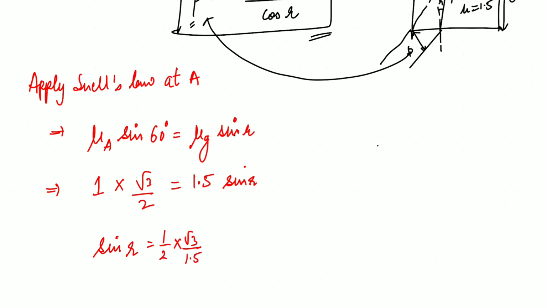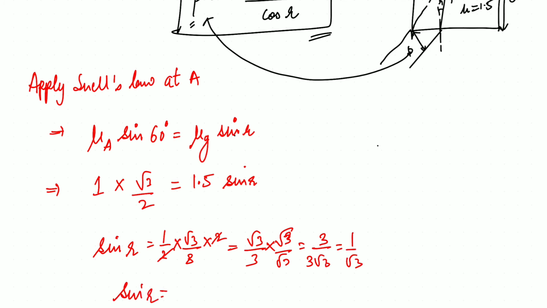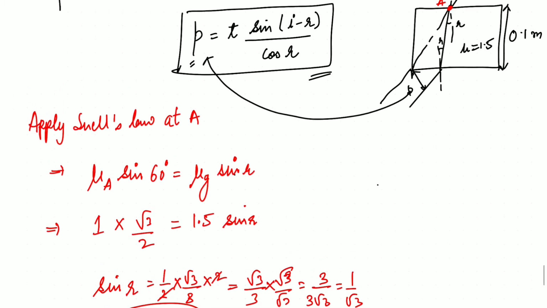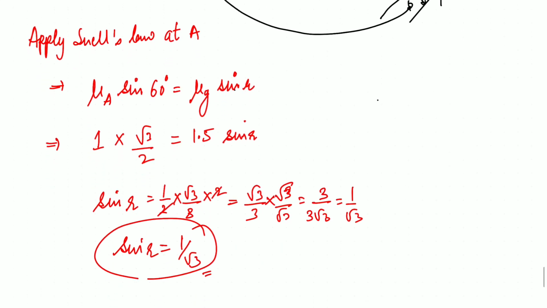Instead of 1.5, I'll write 3/2. The 2 and 2 will cancel out, so you have √3/3, which is 1/√3. So your sine R is basically equal to 1/√3. This is something I already know here. So I basically know the value of R also. R is equal to sine inverse of 1/√3.